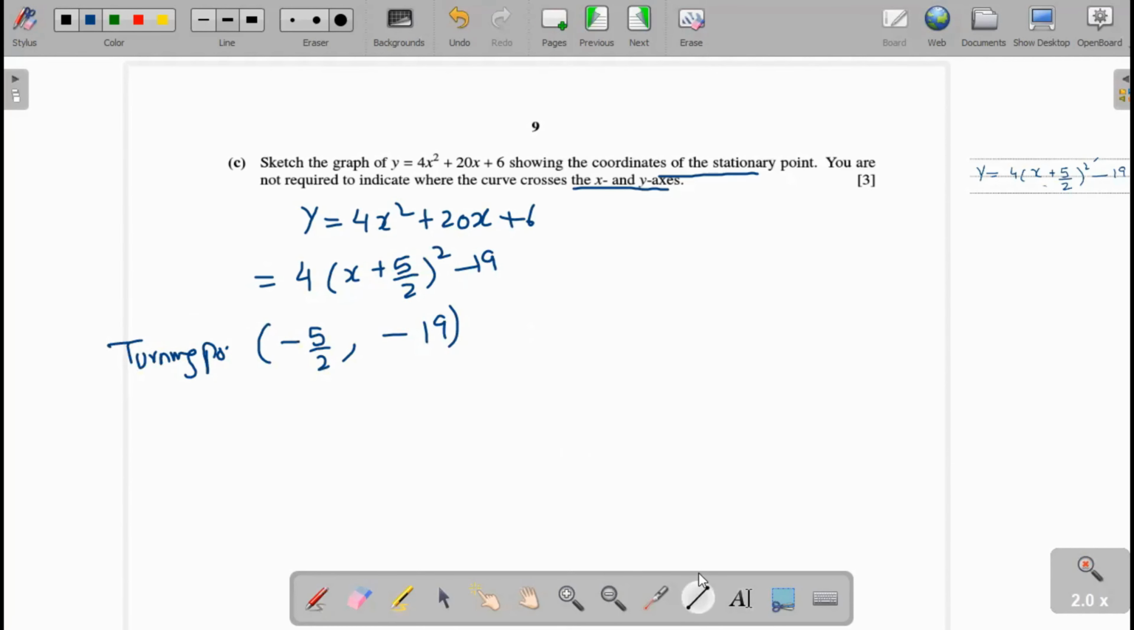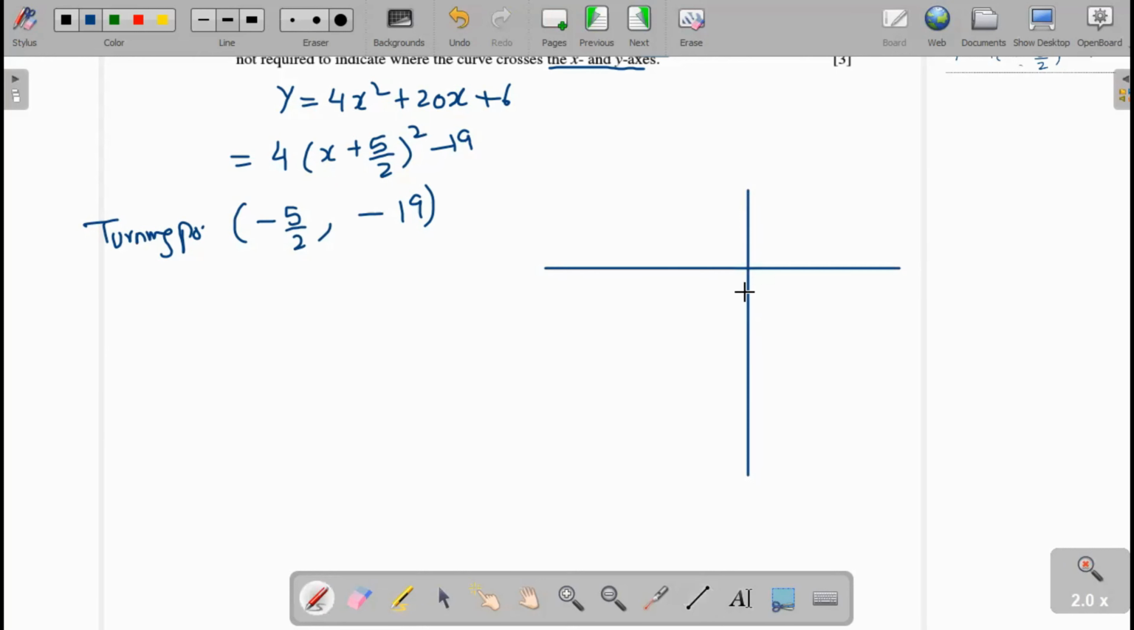Now we draw the graph here. Mention the numbers minus 1, minus 2, minus 3, minus 4 on the x-axis, and the same on the y-axis: minus 5, minus 10, minus 15, and minus 20. Now we have to mark minus 5 over 2, minus 19. This is minus 5 over 2, and the next is minus 19.